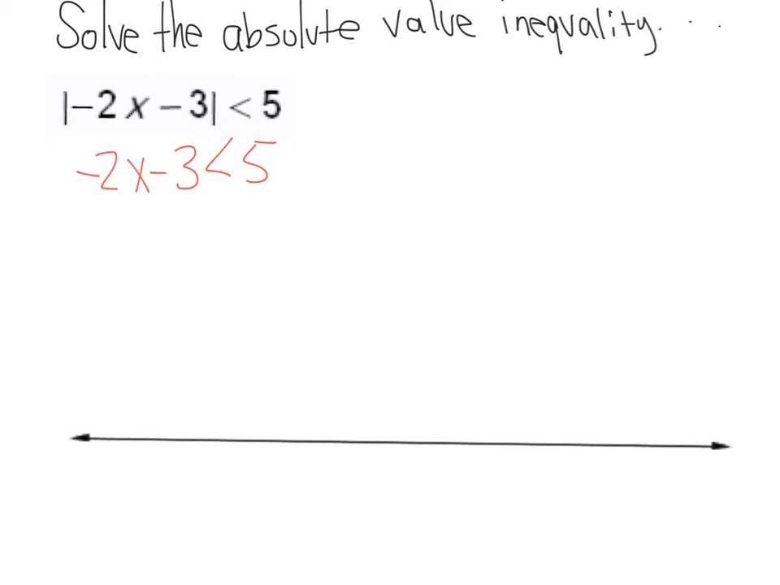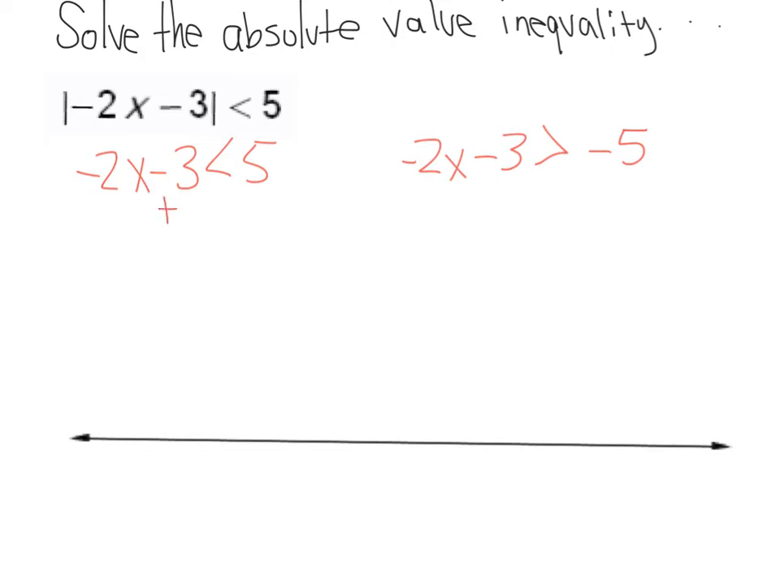The second case, we drop the absolute values. So we'll have negative 2x minus 3. We flip the inequality, so instead of a less than, we are going to have a greater than symbol. And we change the number on the right side to a negative. Okay, so first case, drop the absolute values. The second case, we drop the absolute values, flip our inequality, change the sign of the right side. And then we're just going to solve both of these down.